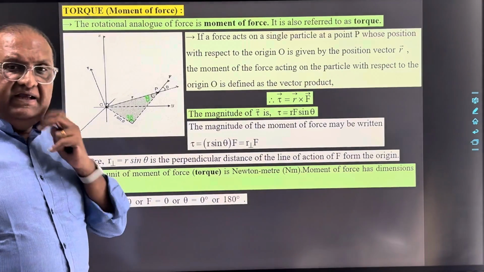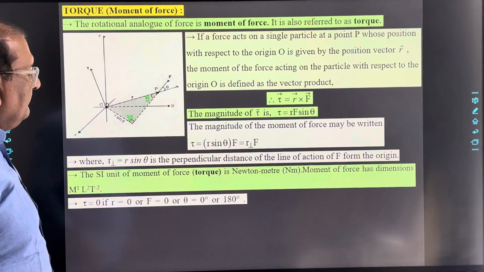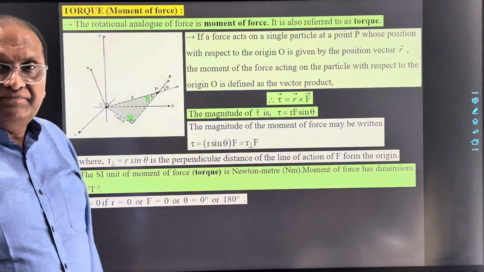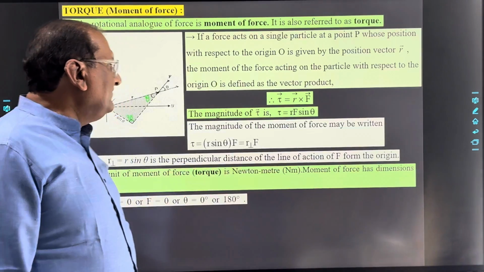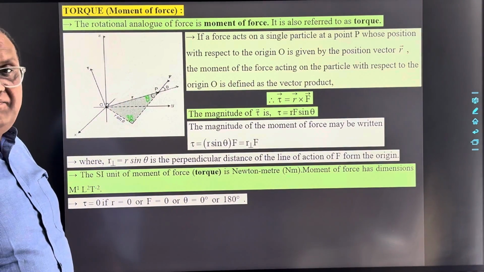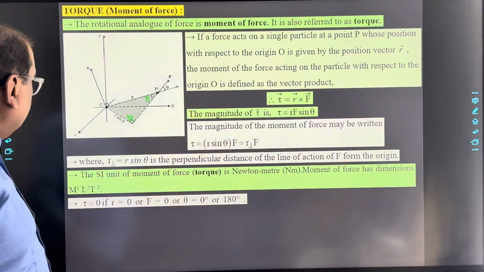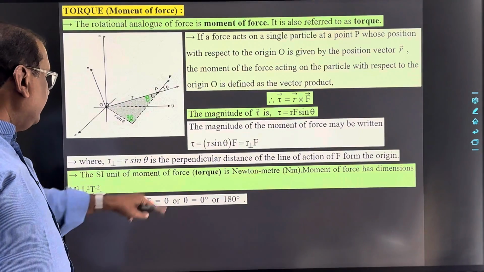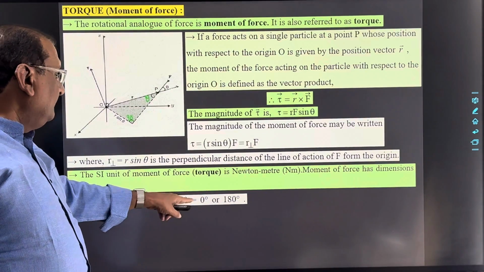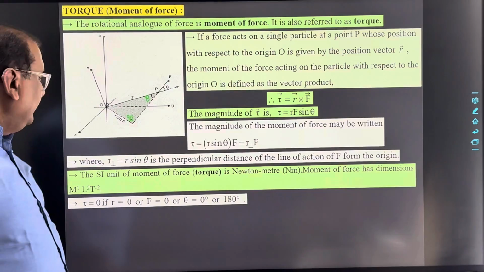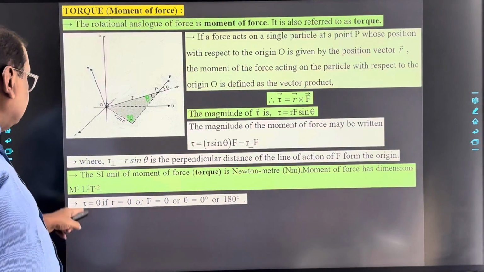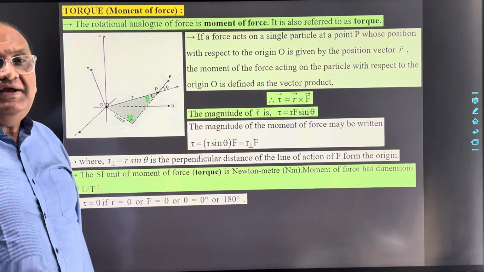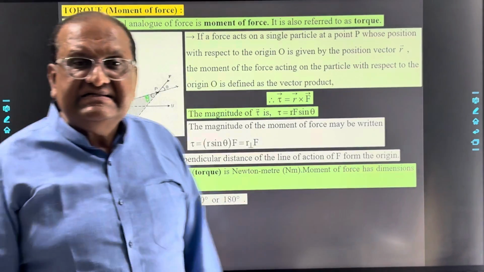Now from this equation you can understand that torque tau depends on R, F and theta, the angle between R and F also. If R is equal to 0 or F equal to 0 or theta equal to 0 or 180 degree, in any one case your tau is 0, right? Now this you can easily understand.